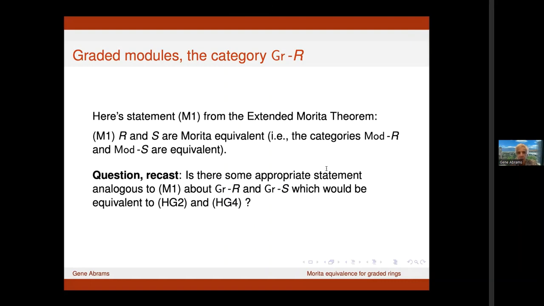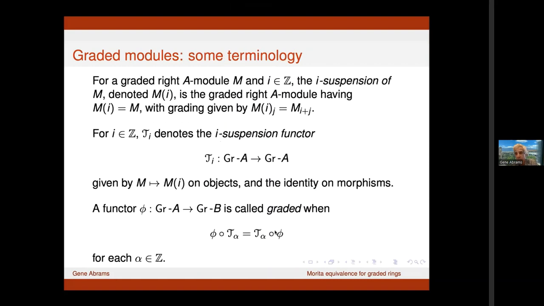Okay, so remember here was statement M1 from the original Morita theorem, that the categories mod R and mod S are equivalent. So what should the appropriate analogous statement about the graded categories be? All right, well, when you have these graded modules, what you can do is talk about shifting the gradings. Just like we were able to change gradings on the rings, we're able to change gradings on modules by shifting them, moving them over by some integer amount. And we'll call this the suspension functor, the one that shifts appropriately.